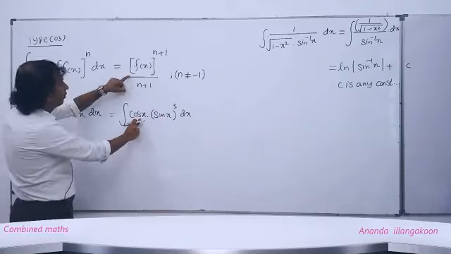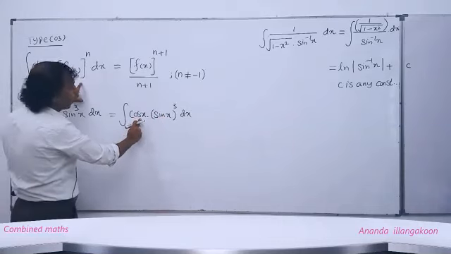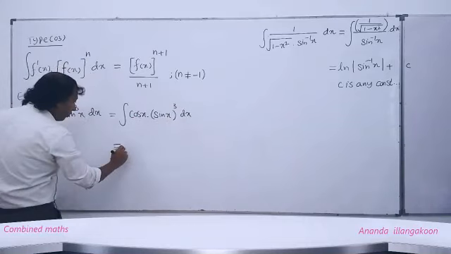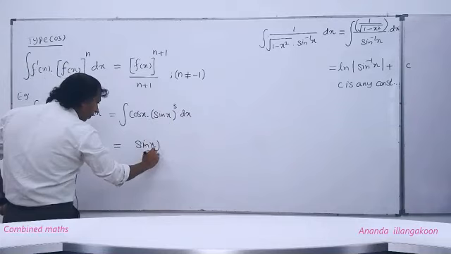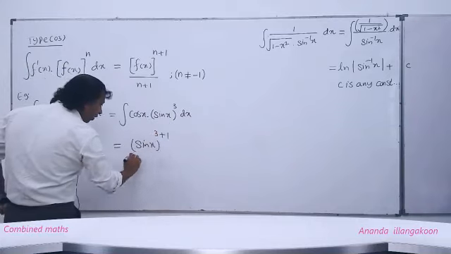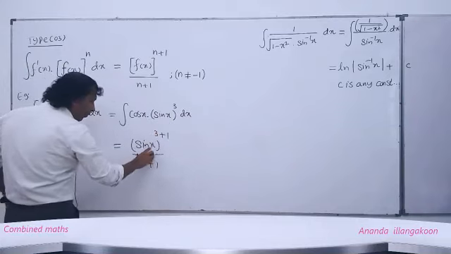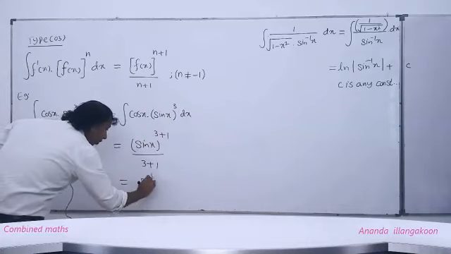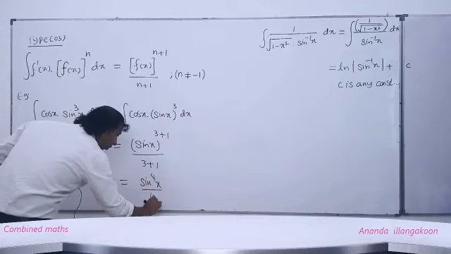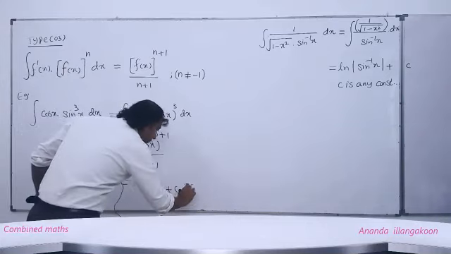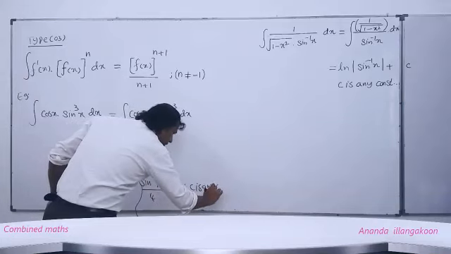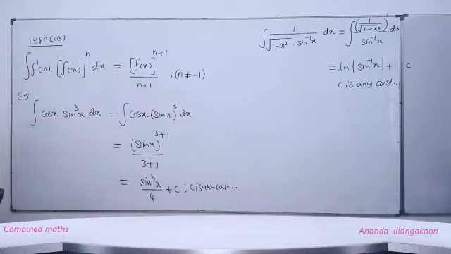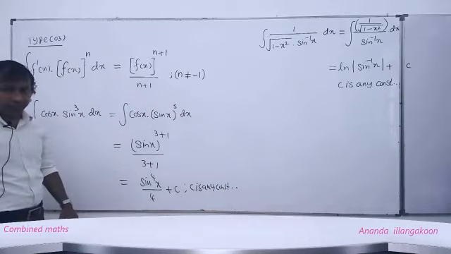Then what is the answer? Adding 1 to this power and dividing by the new power. Then sine x to the power 3 plus 1 divided by 3 plus 1 is the answer. This is 4. Sine x to the power 4 means sine to the power 4 x divided by 4 plus c. C is any constant, right? Here's how we take that answer.